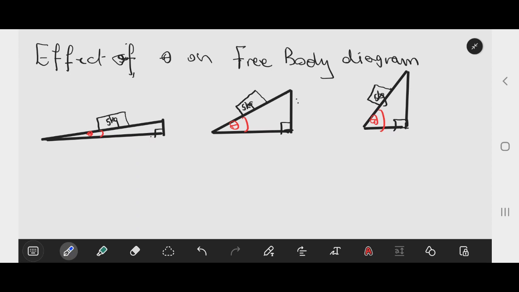In this short video, I will be looking at the effect of angle theta on the free body diagram of an object on an inclined plane. Okay, so if we were to draw a free body diagram of this object on an inclined plane, we know that the system of axes that we'll be using now would be that system of axes whereby we have the x-axis and the y-axis. Okay, so same thing applies to this one.